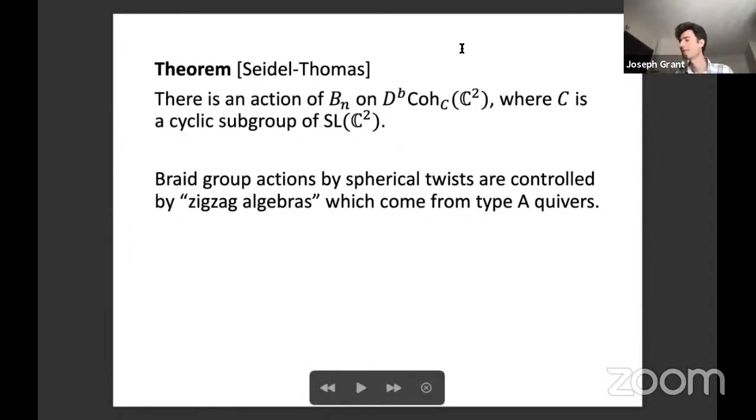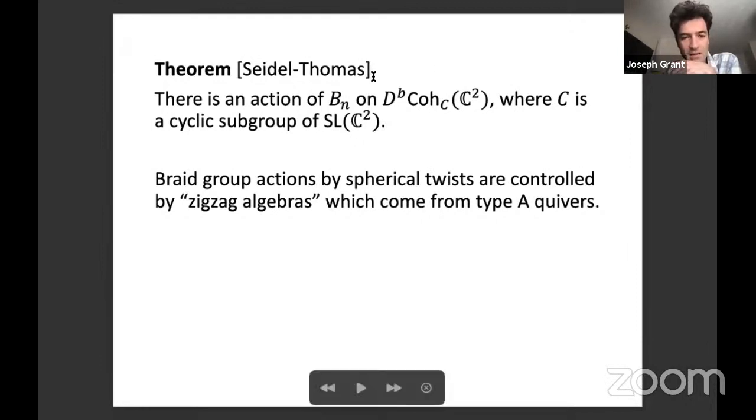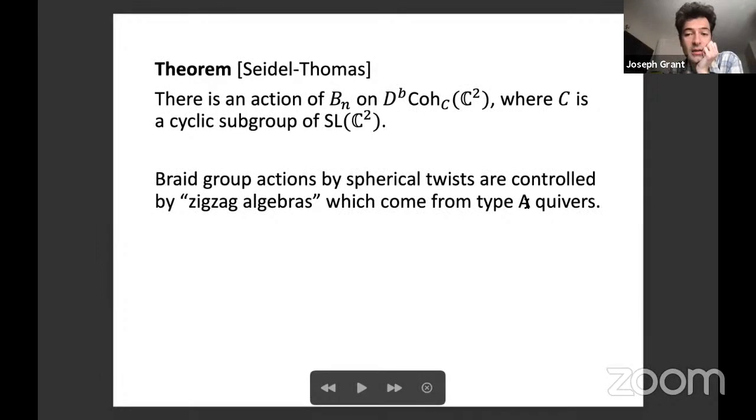So, I said lots of words there which I didn't explain, but I guess the takeaway point is there are some categories appearing in algebraic geometry where braid groups act in this nice categorical way. And in fact, all these situations that were studied in this important paper are controlled by certain algebras or rings which come from type A quivers. So I like these algebras, and I like this theory, and I wanted to see if this could be generalized and pushed.